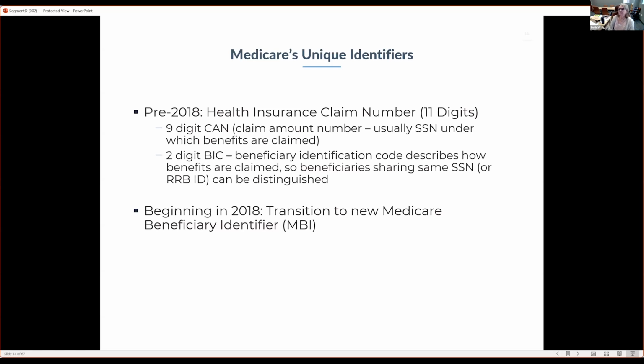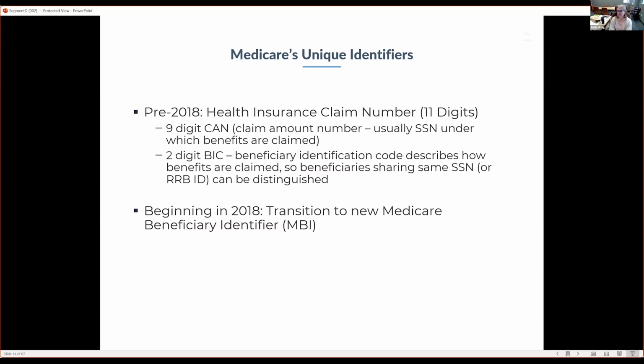So that's the CAN. And then the 2-digit BIC, or beneficiary identification code, says how I relate to my justification for benefits. What that would mean is that if they're mine, it would be my Social Security number plus an A, which says this is her Social Security number, but if it was a different BIC, it would say she is claiming benefits as a spouse. So that's how we do it. That number has been around forever, but the problem we have is that it's got a Social Security number, and this was the number that used to be on Medicare cards.